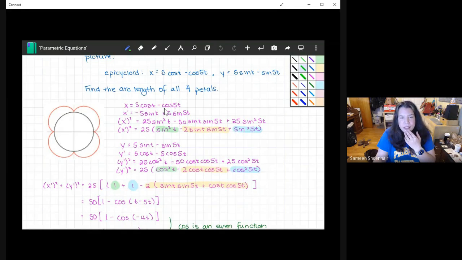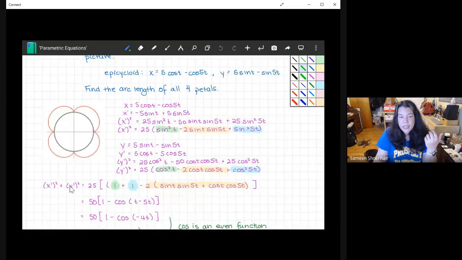If x is this equation, then when you take the derivative, you get this. And when you square it, this is a binomial, so you're going to have to do a binomial squared. If this is a plus b, then you have a squared plus 2ab plus b squared. And then I just factored out a 25. But unfortunately, nothing else simplifies here. They're all different. The argument here is t, and the argument here is 5t, so I cannot combine these. So that's the derivative squared for the x coordinate. Now for the y, it's very similar, except instead of starting with cosine, we're starting with sine. So we take the derivative, we square it, and I factored out a 25 again.